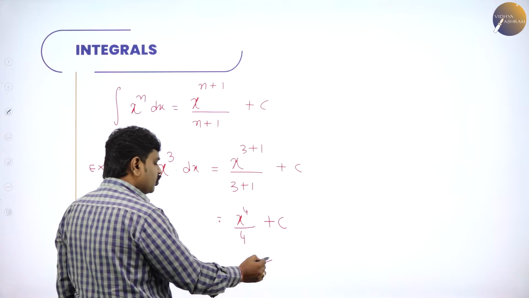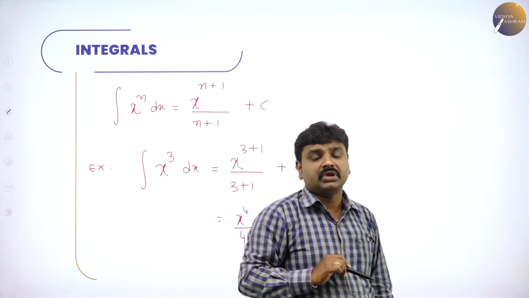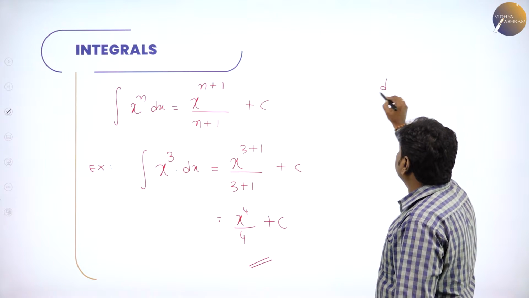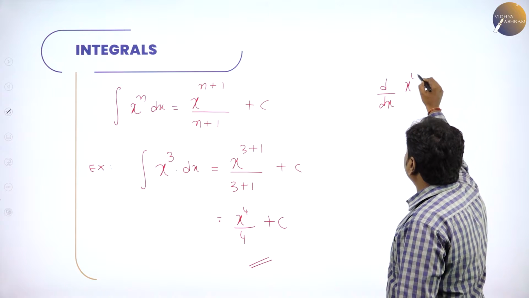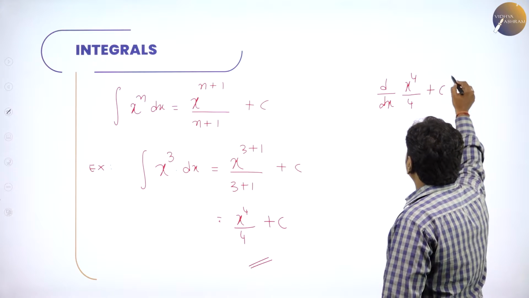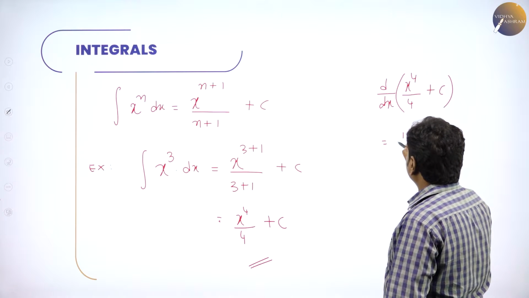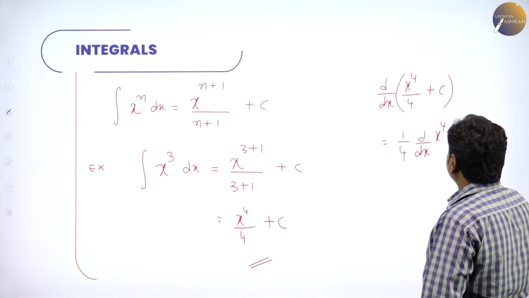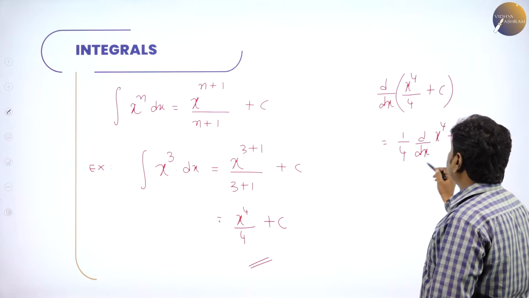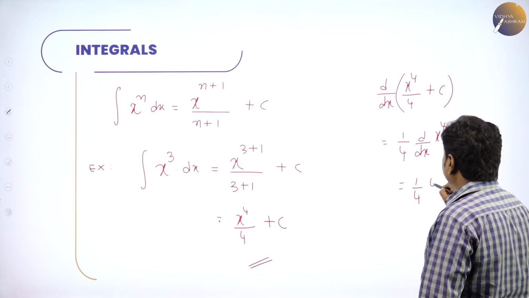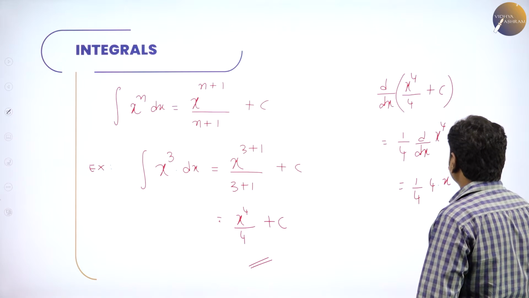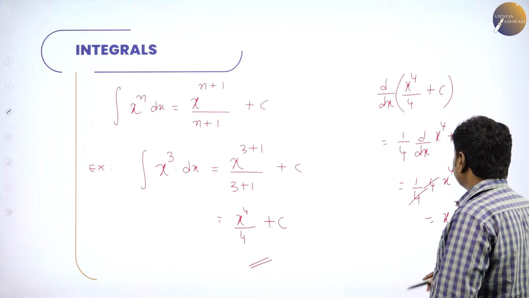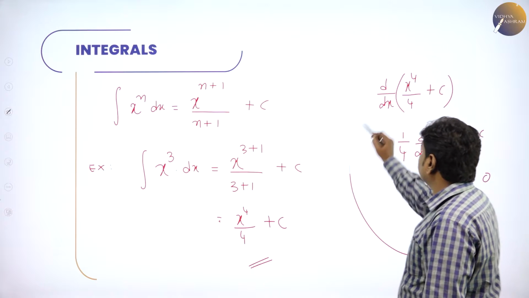Now if you do the same problem by inspection, it will take a lot of time. In inspection, you differentiate the answer. Take d by dx of x power 4 by 4 plus c. 1 by 4 is a constant, take it out. Apply d by dx to x power 4 plus d by dx of c. All of you know differentiation. What is d by dx of x power n? N into x power n minus 1. So 4 into x power 4 minus 1, and this is 0. The 4 and 4 cancel. You get x cube. That's why integration of x cube gives you this.